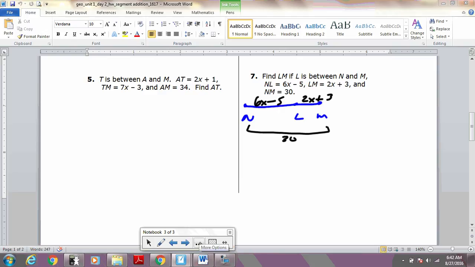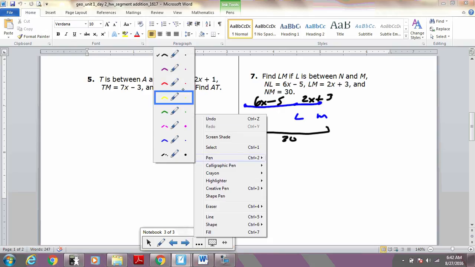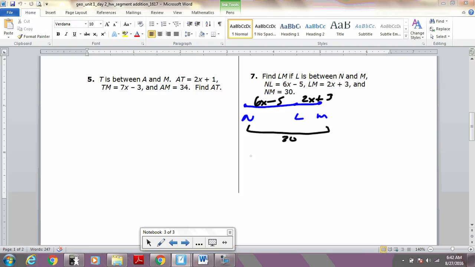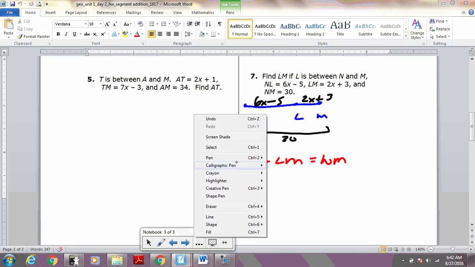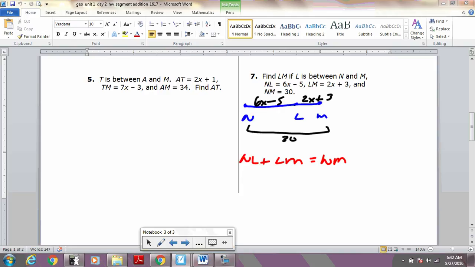So let's write the equation in segment notation. You would have NL plus LM equals NM. Now we substitute the algebra expressions. You get 6x minus 5 plus 2x plus 3 is equal to 30. Now let's solve the equation.